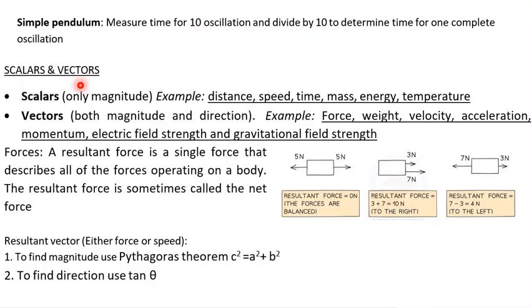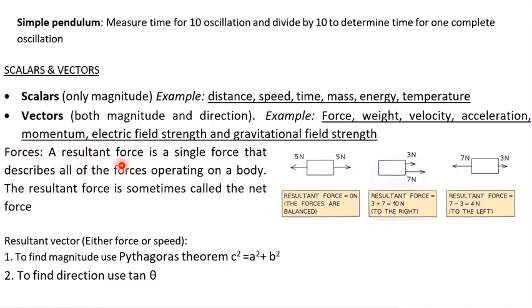Scalars and vectors, very important. Scalars have only magnitude. These examples are also very important: distance, speed, time, mass, energy and temperature. Vectors have both magnitude and direction. Examples: force, weight, velocity, acceleration, momentum, electric field strength and gravitational field strength.